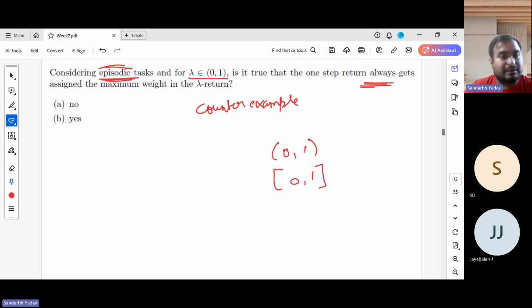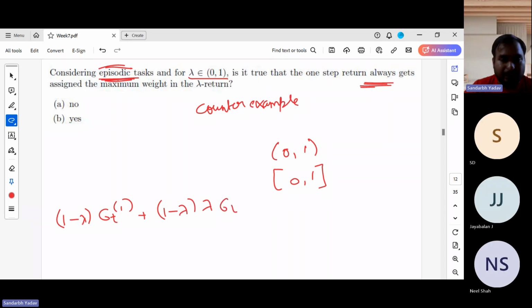So what is this return? It will be 1 minus lambda, which will be common, and then you will have G_t of 1. The 1 minus lambda is always multiplied. Then you will have lambda also, and then you will have the two-step return. If we are considering just 3 steps, then we will have whatever remaining is there. These weights should form what is known as a convex combination.